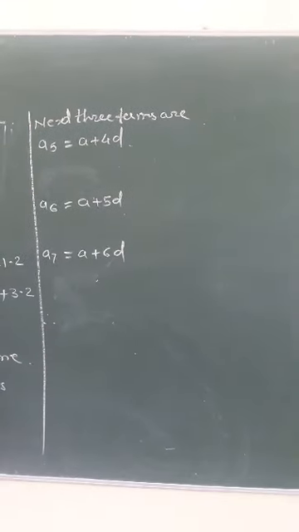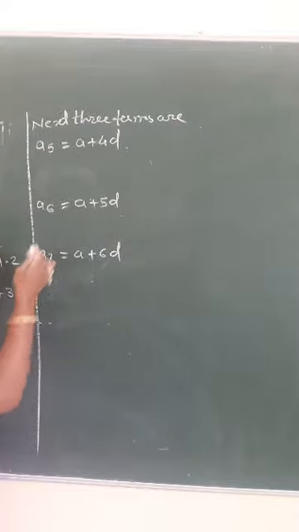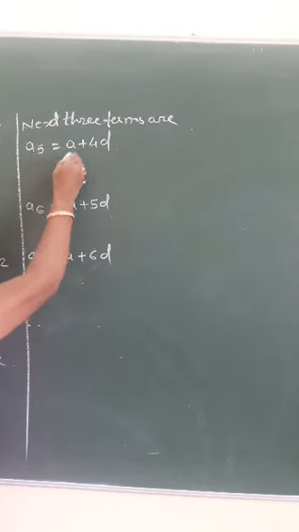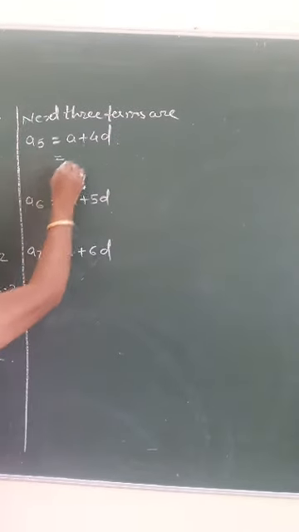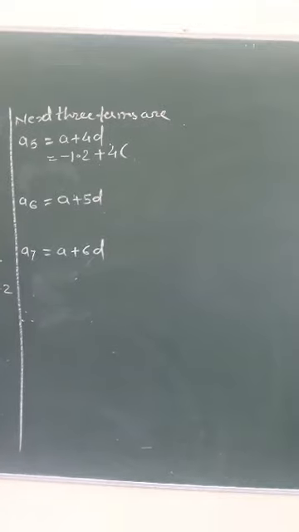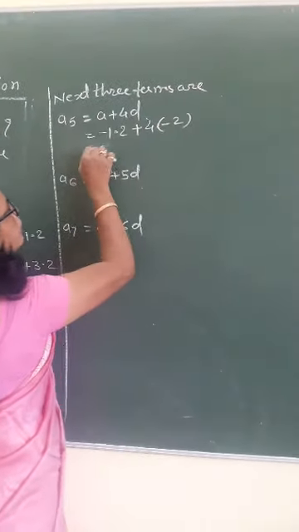Okay. Now the next 3 terms are A5, A6, A7. Formula of A5: a plus 4d. What is the value of a here? It is minus 1 by 2 plus 4 into, what is the value of d we got? Minus 1. Okay, so what we will get?